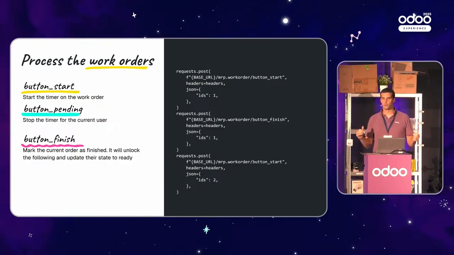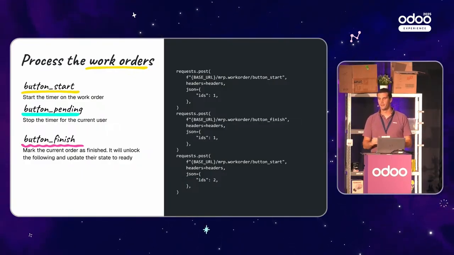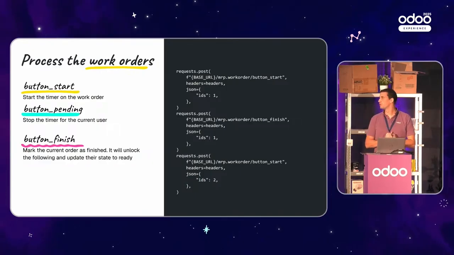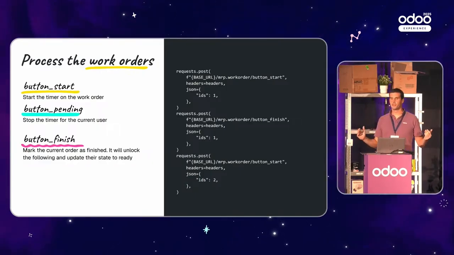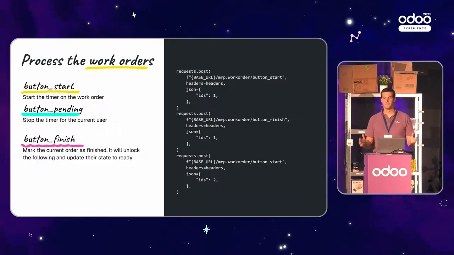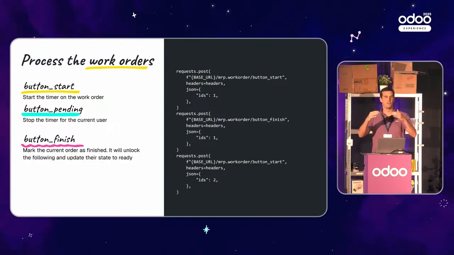So if your worker needs to take time for lunch or anything, you can just call button pending until he comes back. And then we have the button finish. So once he finishes the task, he can call button finish, and it will mark the current work order as finished, and the next one will be ready to produce.